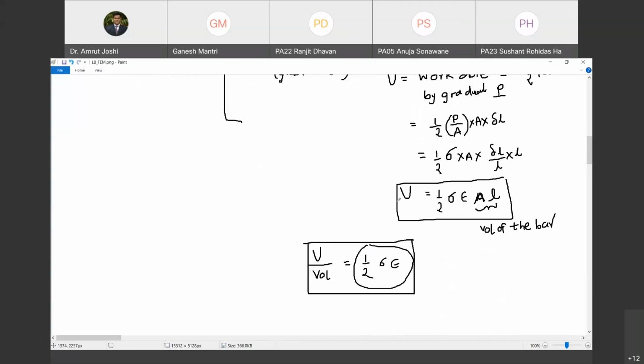Now pay attention here and tell me, if I divide the volume by volume, where do I reach? I reach at a point. Do you agree with me? Yes, sir.